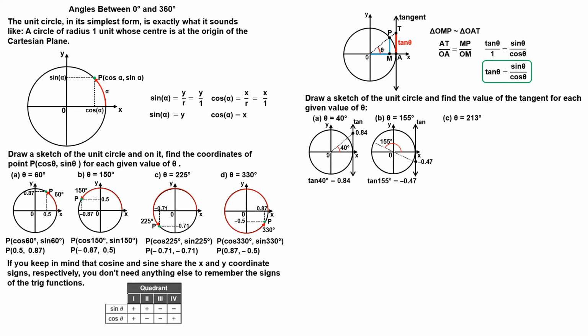Start by drawing the unit circle and the tangent line. Then trace out an angle of 213 degrees. Use your GDC to find the value of the tangent of 213 degrees. Represent this value of tangent on the tangent line. Extend the terminal side of the angle to meet the tangent line.